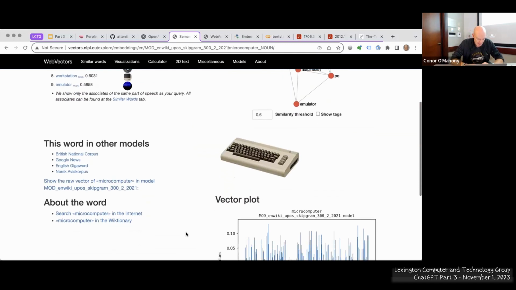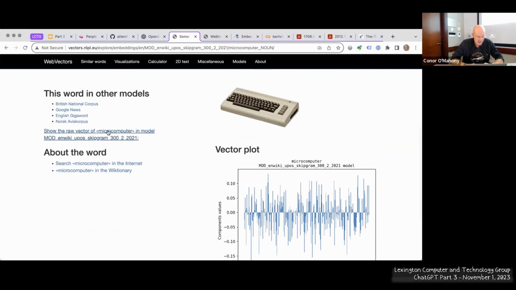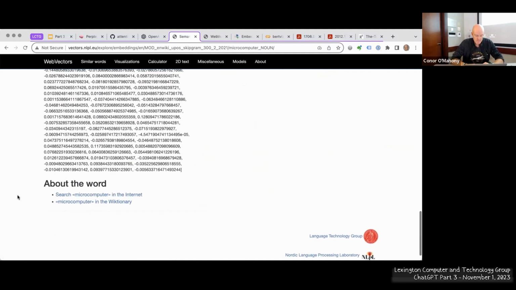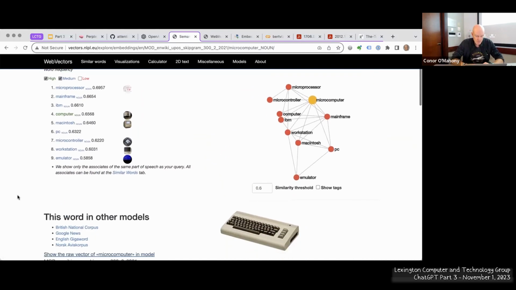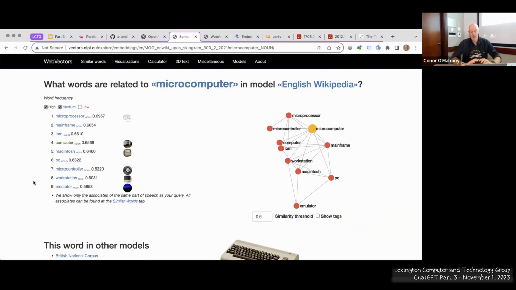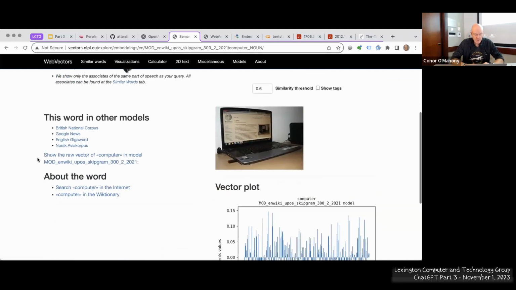You can see a plot of the vector. You can actually see the raw vector numbers. And so you can do this for other models as well. So the British National Corpus, Google News Corpus, English Google Word Corpus, and it looks like a Norwegian corpus. But anyway, I just want to make you aware of this, and you can search for other words, or you can click through and see about their relationships to one another.